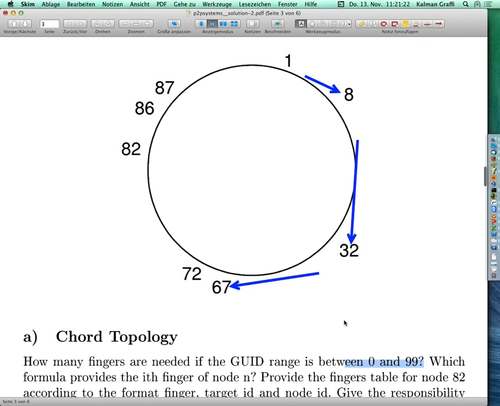Yes, that's true. And so what are the fingers of the node 82? What would we be looking for? Which IDs are we looking for?